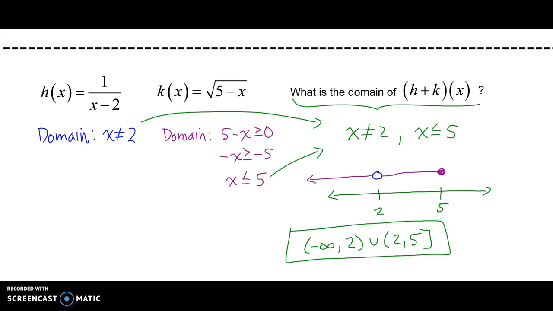This is the hard part of 7.4. The actual adding and subtracting and multiplying and dividing is all pretty straightforward stuff. It's the logic of combining the domains for the domain of the combination function. That's the part that's going to be a little challenging when you're working here in 7.4.